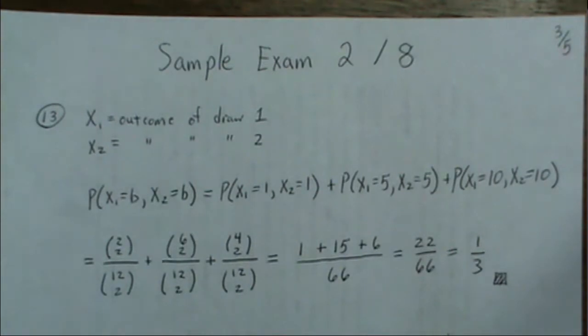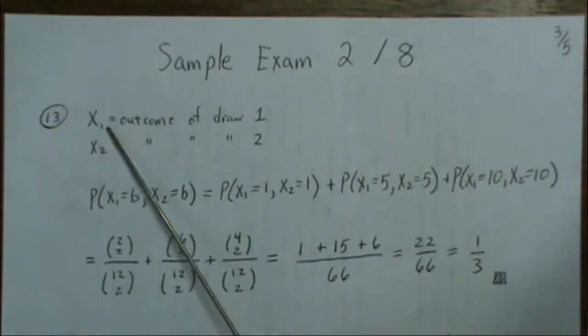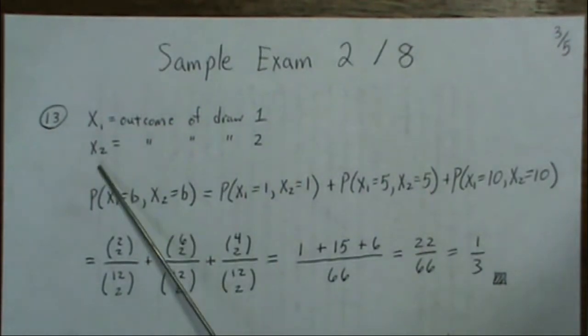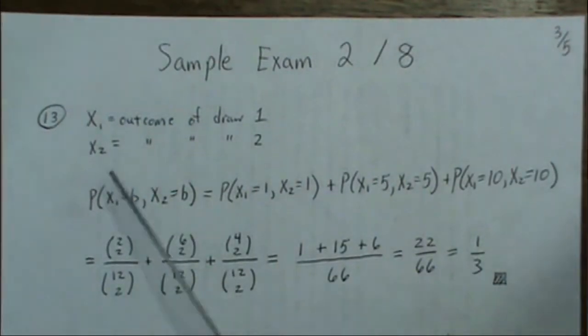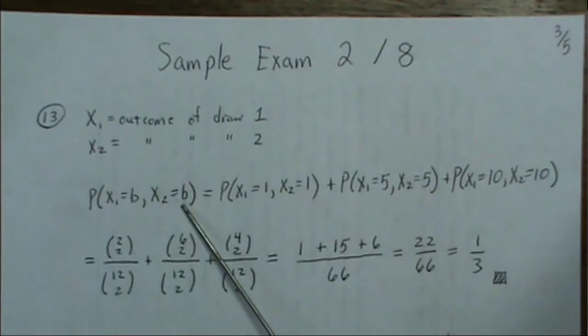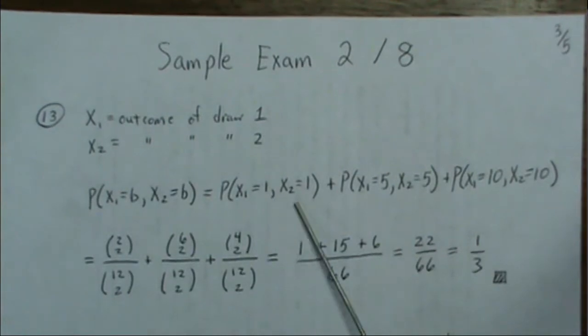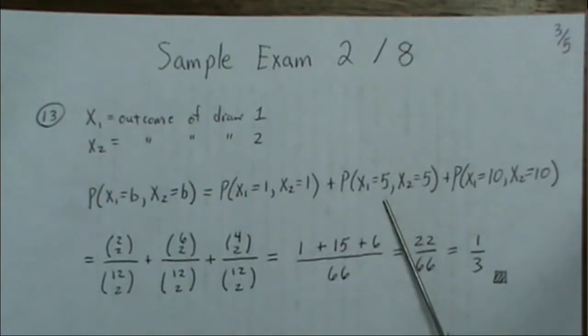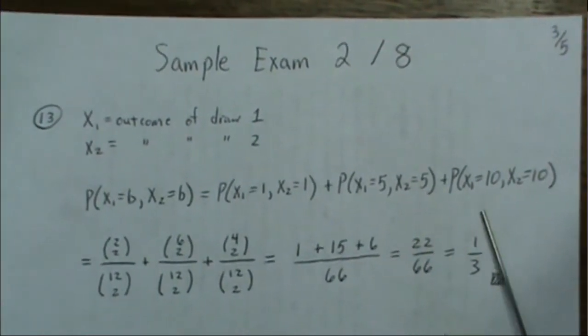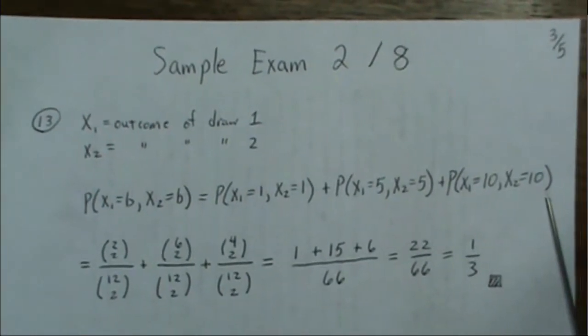Problem 13. Here we're going to take 2 bills at random. We're going to let x1 be the outcome of the first one and x2 be the outcome of the second. We want to find the probability that the 2 bills are the same. Well, the only way they can be the same is if they both equal a $1 bill, or they both equal a $5 bill, or they both equal a $10 bill.